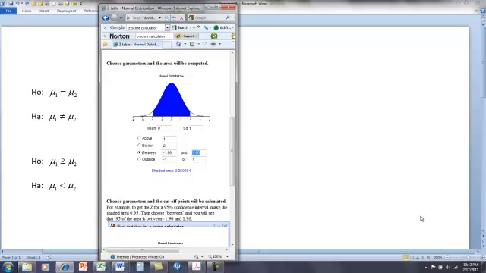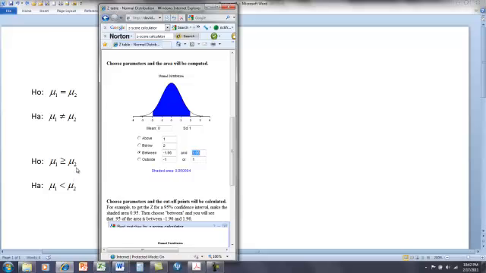This is Dr. Frederick. We're just talking about the difference between a one-tailed test and a two-tailed test. And so what is a test? A test is a hypothesis test. We have a null hypothesis and an alternate hypothesis. And it's not easy for some students to see why this would be called a two-tailed test and why this would be called a one-tailed test.